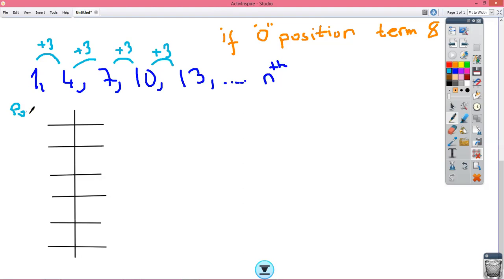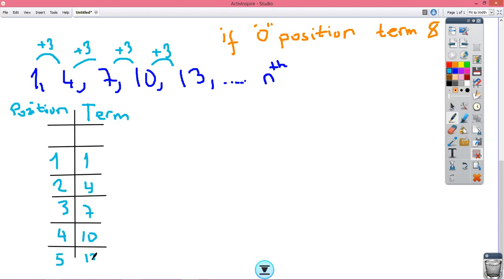Now here, let's say position. This side is position. This side is term. First term is what here? 1. Second term is 4. Third is 7. Fourth, 10. And fifth will be 13.